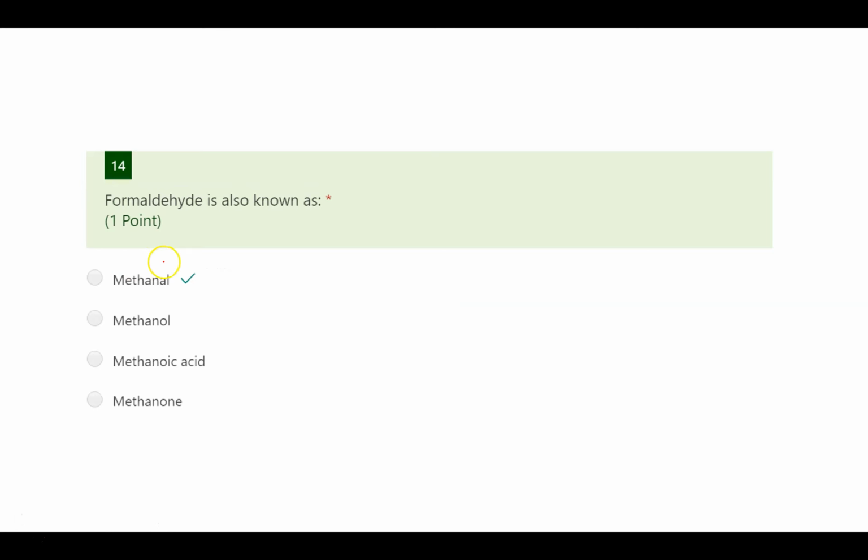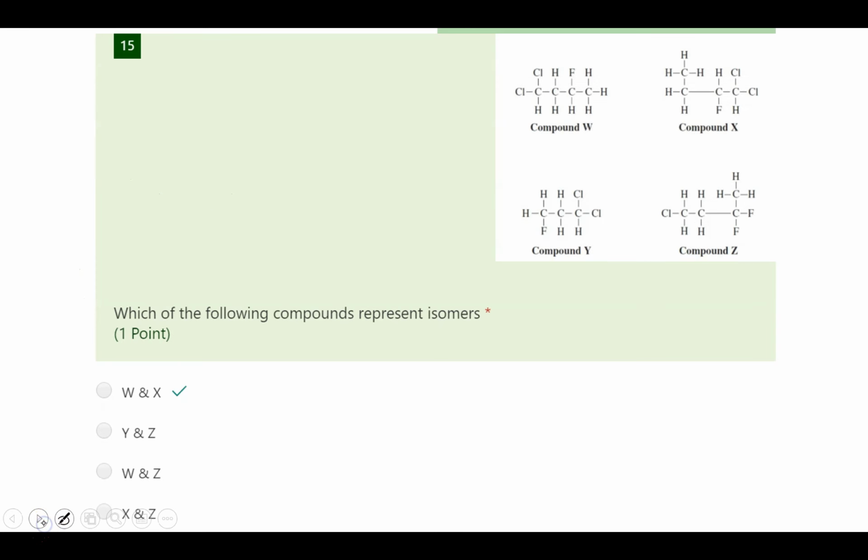Formaldehyde is also known as methanal. That was just remembering it from things we've seen in our lessons. This one here asks which of these four represent isomers. The easiest way to do this, in our working out, is to just break each one down into its chemical formula. Like compound W is C4H. I'm not even talking about structural or condensed structural, just the chemical formula or molecular formula.